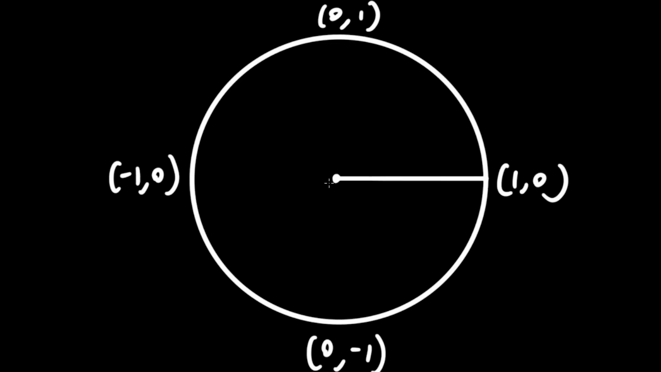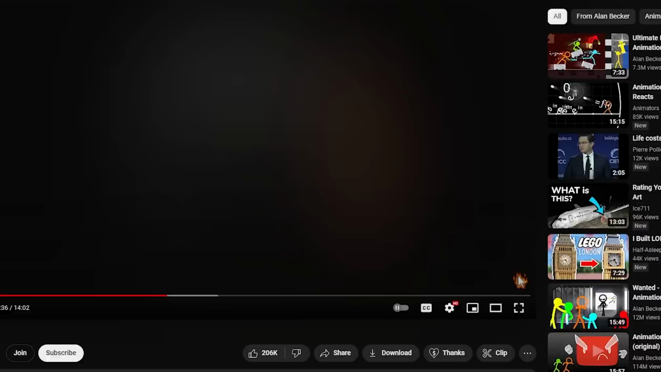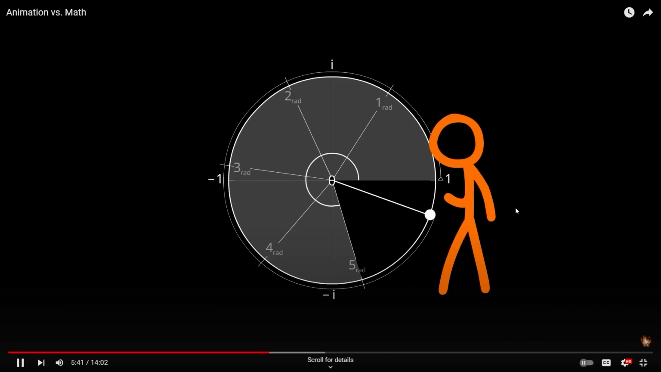So I think that's what they're trying to say, because a circle with i, -i, 1, and -1 is sort of meaningless. So I'm not sure what they're trying to say here, or maybe it's something I just don't understand because I'm stupid. Okay, here he discovers radians.